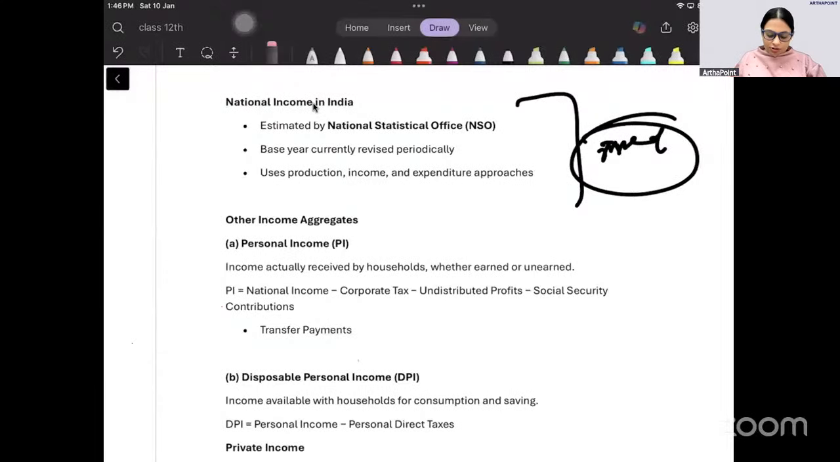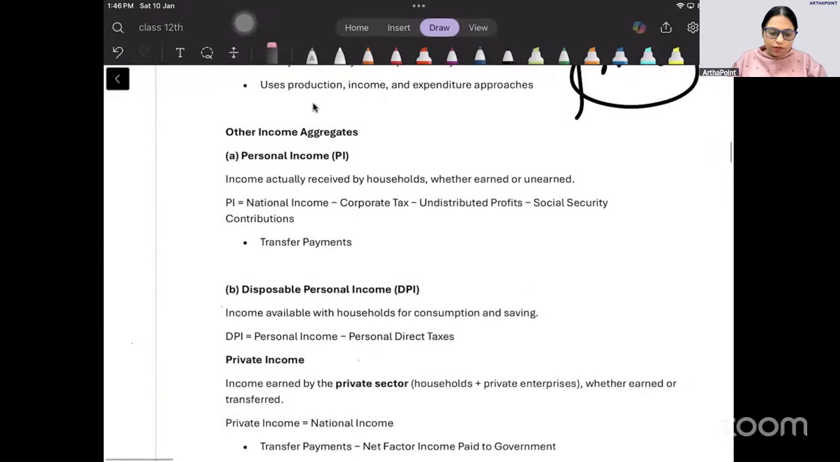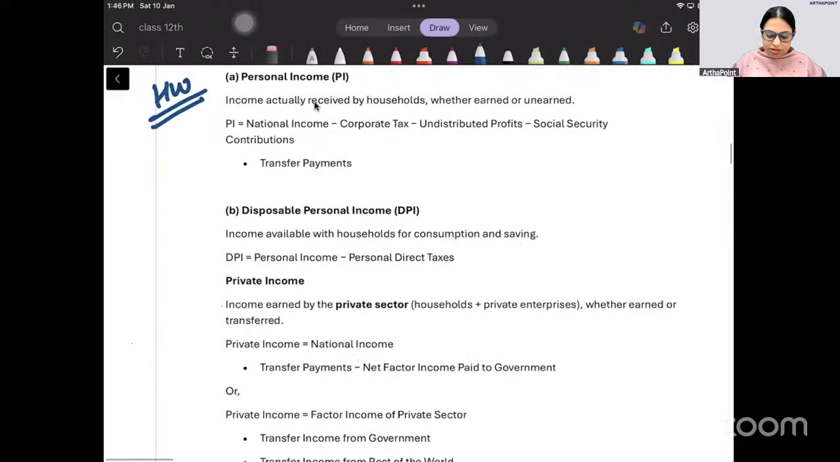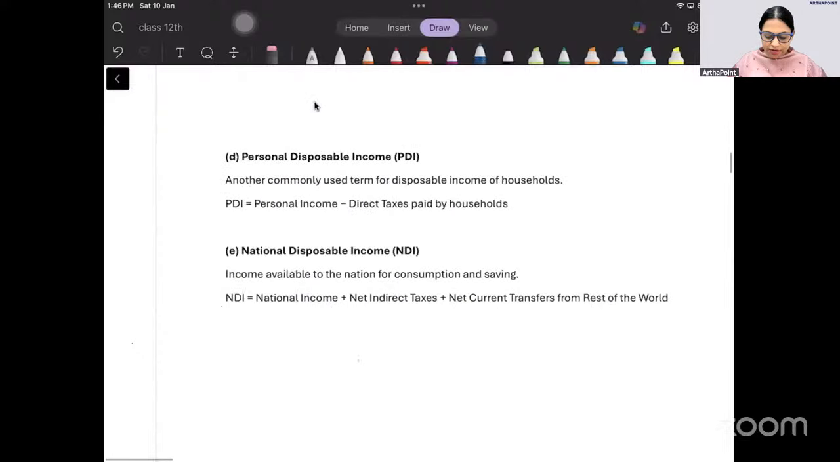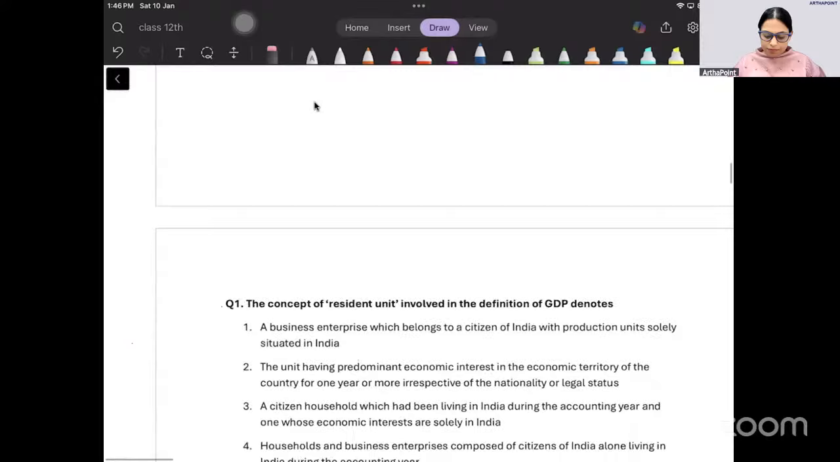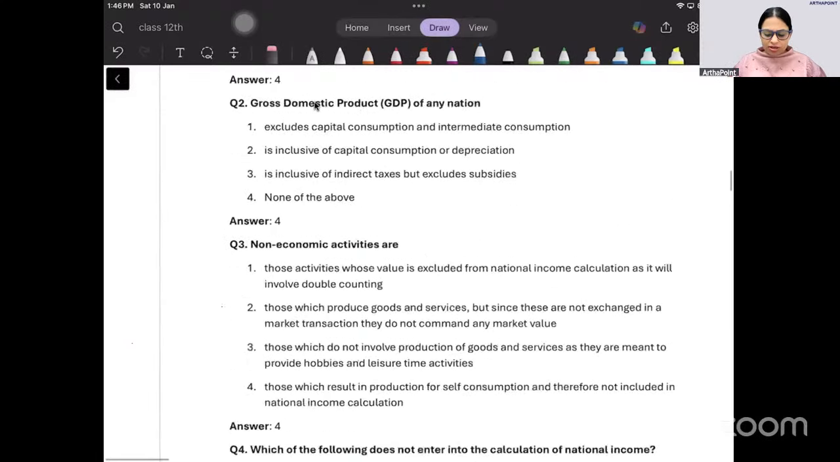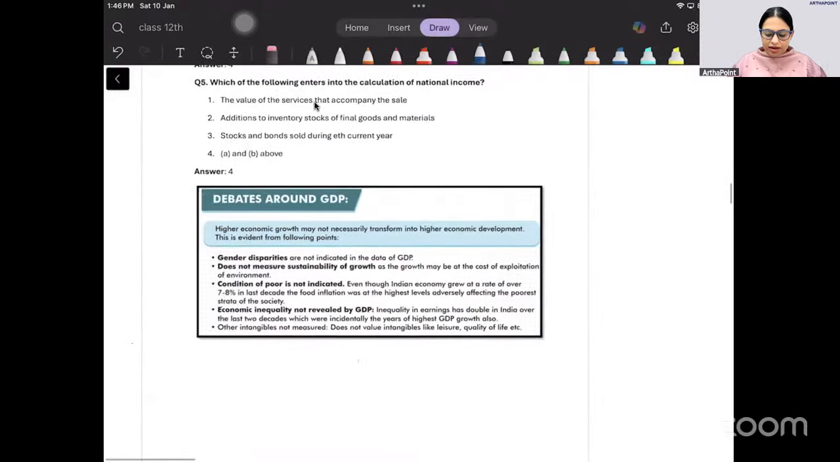Okay, so this is your homework. You have to read this as part of your homework: personal income, disposable income, private income, personal disposable income and national disposable income. Okay, there are some MCQs, do them. Then again, this is a homework that all of you have to do. I am not reading it here. This is just the limitations of GDP.